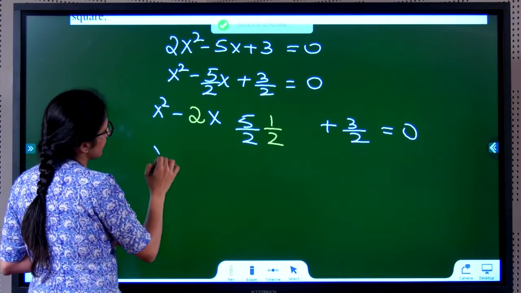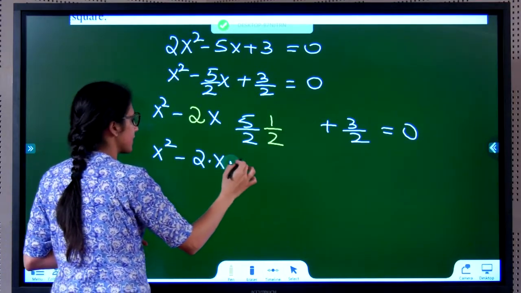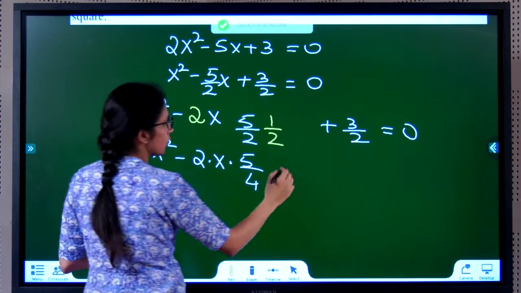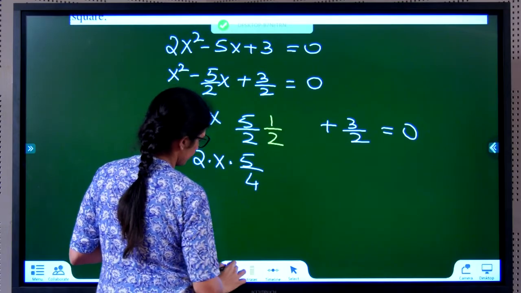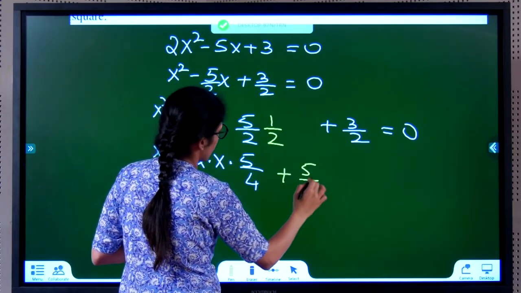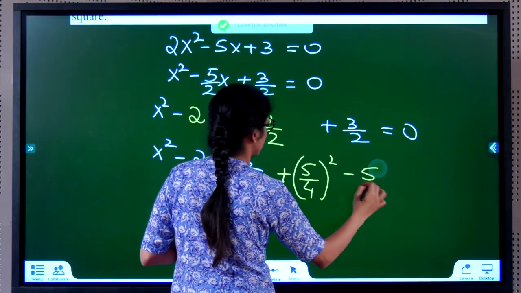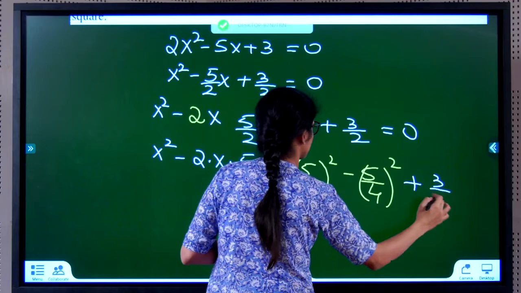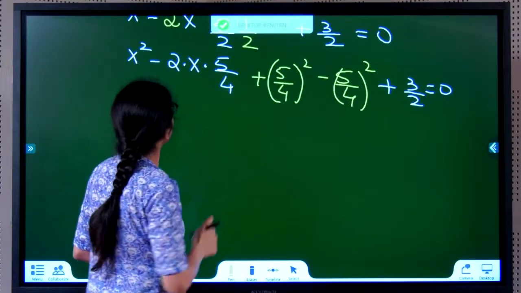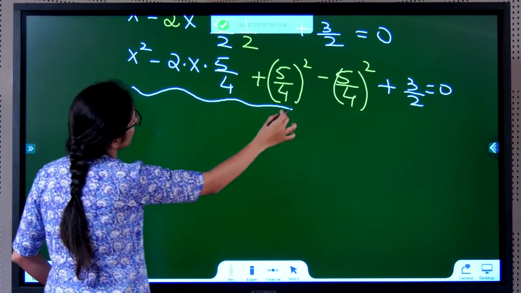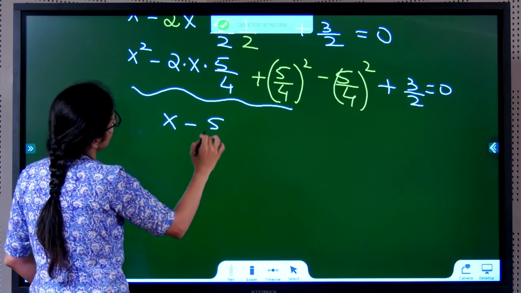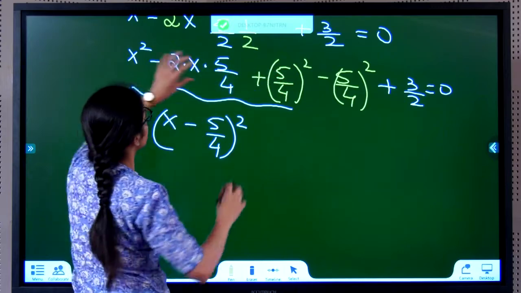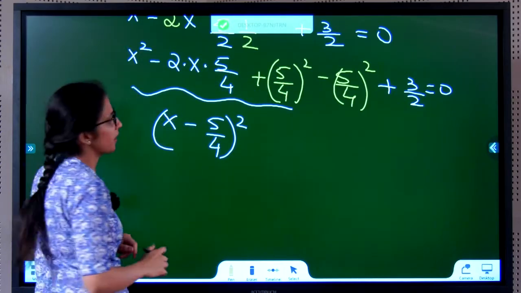So I have created x square minus 2 into x into 5 by 4. 2ab. This is the b. So you need a b square, right? So put the plus b square and remove that b square also. Now what happens? So this whole thing becomes x minus 5 by 4 the whole square. How? A square minus 2ab plus b square is a minus b the whole square.